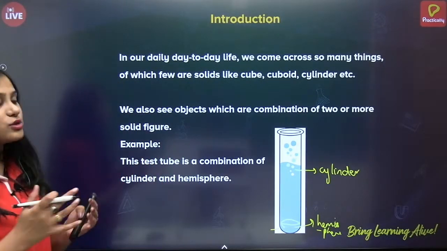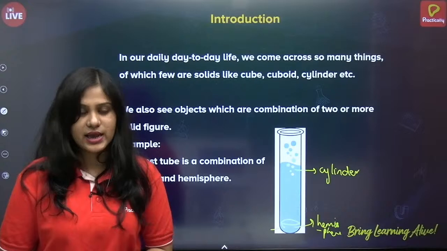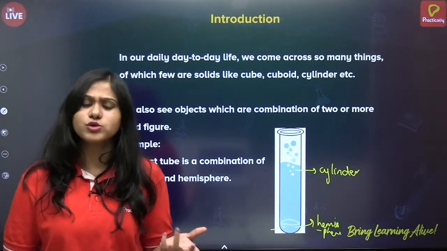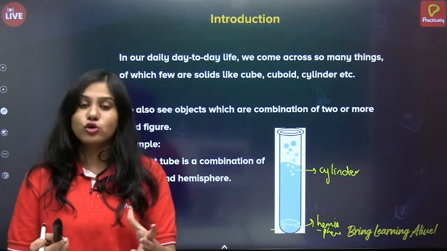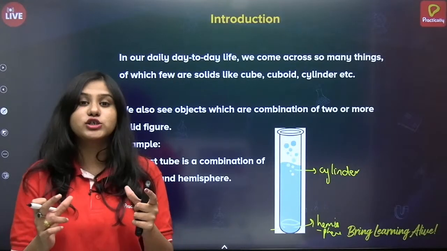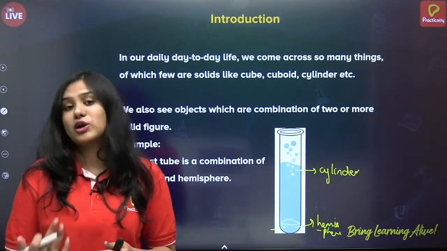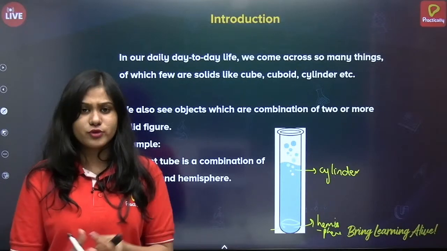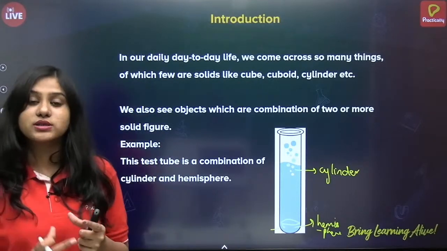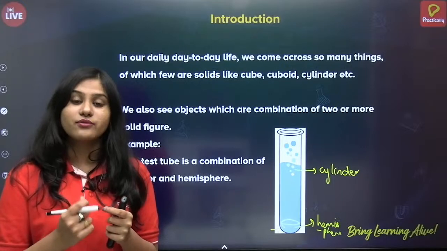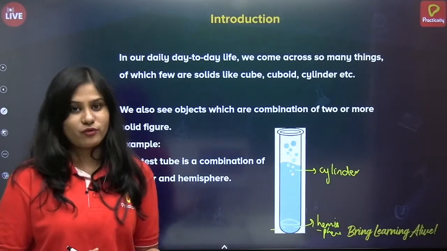So in our day-to-day life, we come across so many things, correct? And of all those, there are few solids like cuboid. A notebook is in the shape of a cuboid, your phone which you're holding, or the desktop or laptop which you're looking at is almost in the shape of a cuboid, correct? And a Rubik's cube is in the shape of a cube. When you hold a cone ice cream, it is in the shape of a cone, correct?